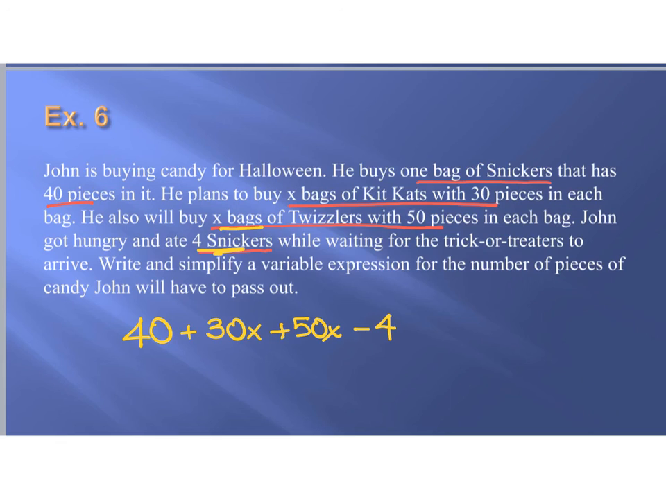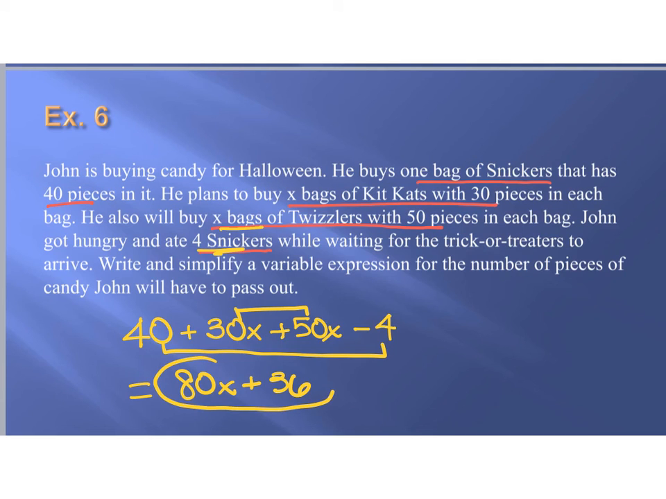Now I need to simplify it. So to simplify it, I have 30x plus 50x, which will give me 80x. And then I have 40 minus 4, which will be plus 36. So 80x plus 36 will be my final answer.